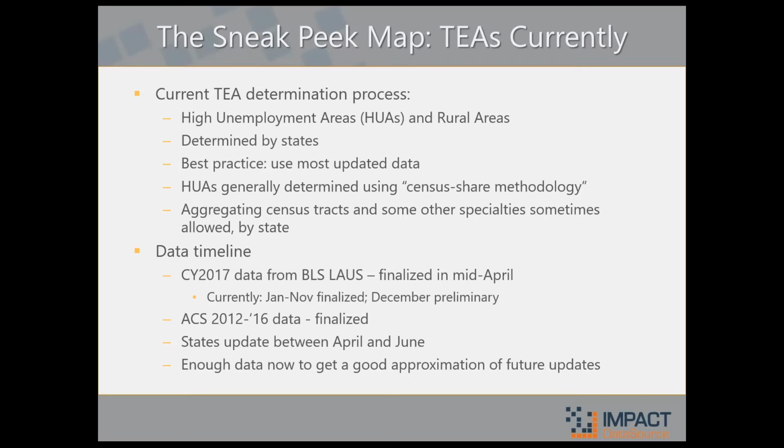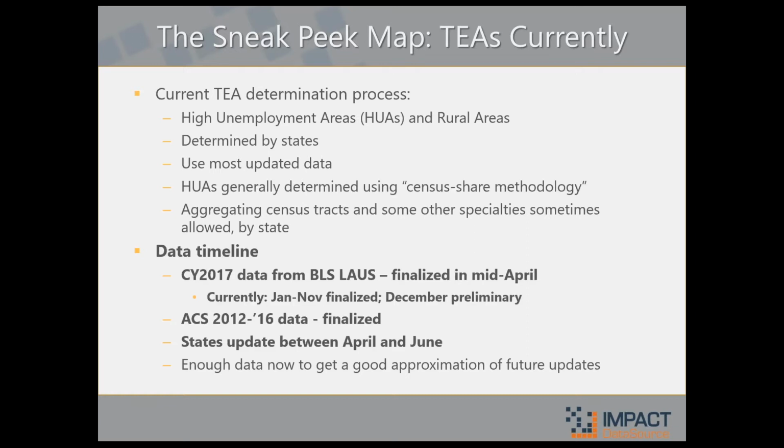Furthermore, some states are very flexible and allow other calculations such as block groups, and some states have certain restrictions. But the most important thing to note really is that we're using the census share methodology here, which combines these two sources of data. And the idea behind that is to allow for the most up-to-date rates. Looking at the data timeline, the most up-to-date rates possible to get are going to come from the Bureau of Labor Statistics. They're releasing data for calendar year 2017.